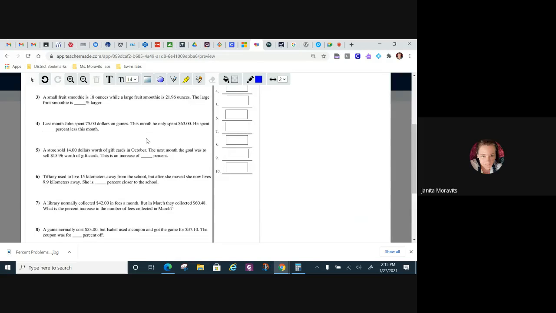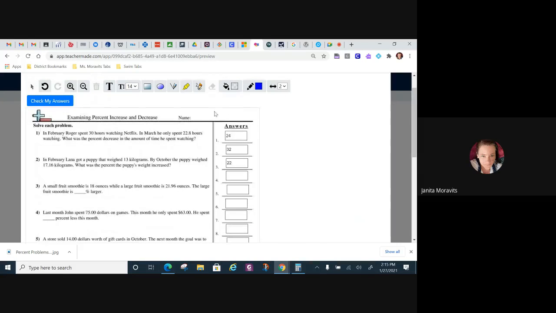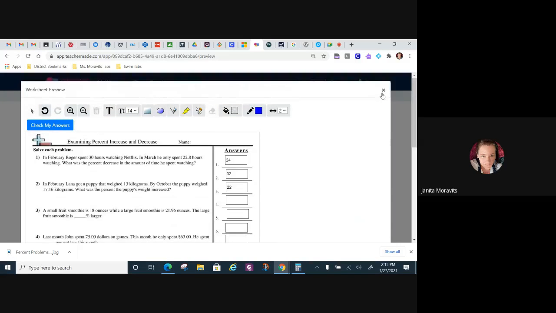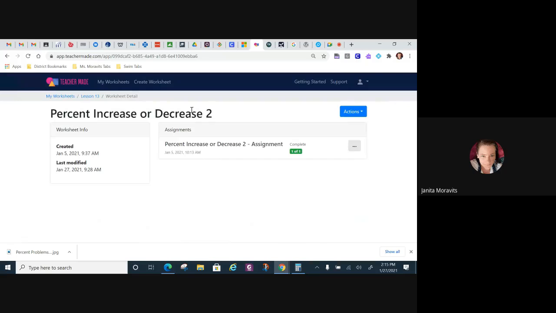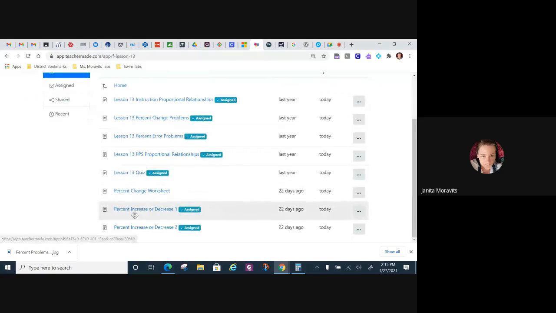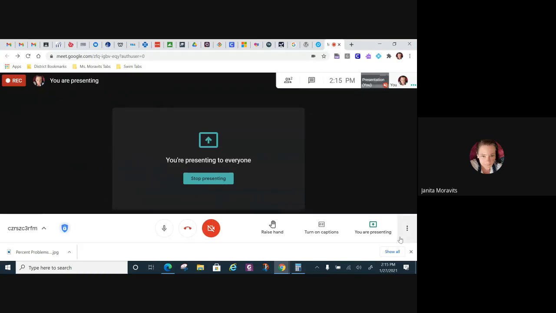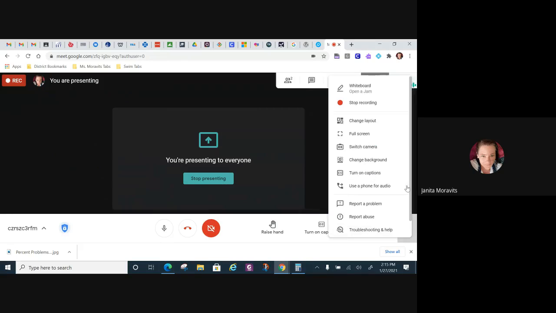All right, again, you have a few problems on here to work on your own. Both of these work the same. The finding percent increase or decrease 2 and the finding percent increase or decrease 1. Both of these work exactly the same, so we're going to use the same video for both of them. All right, I'm going to stop recording here, and I will post these for you, and then we will go over some other things.